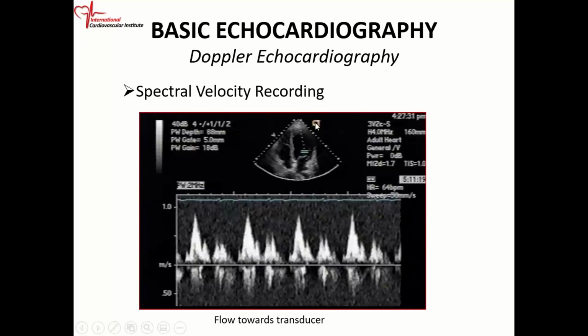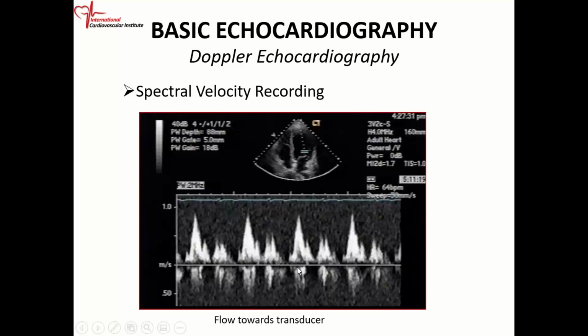It's moving towards the transducer, hence it's above the baseline. Okay, a flow from the left atrium across the mitral valve into the left ventricle, moving towards the transducer. So this is your normal diastolic flow across the mitral valve.